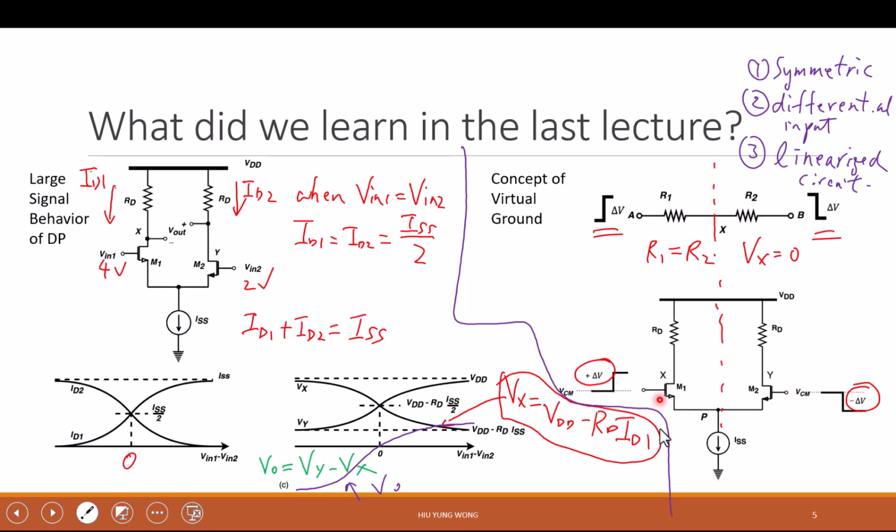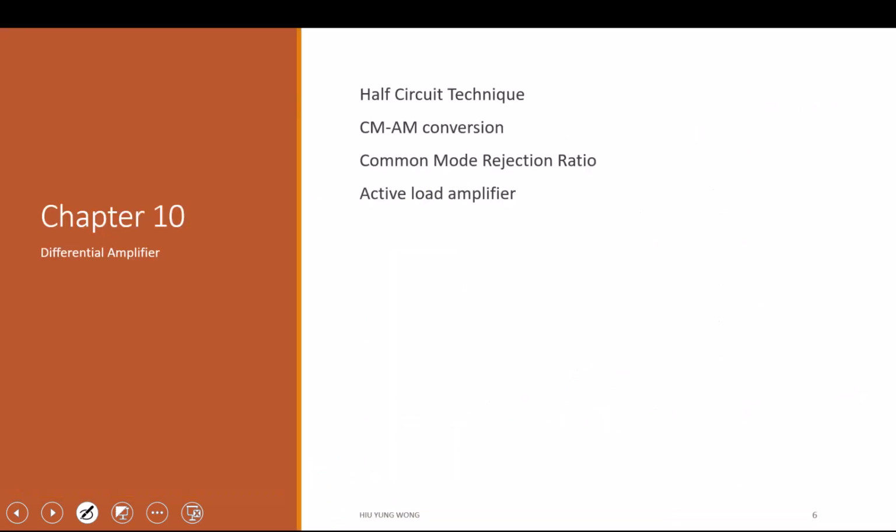If you bias this at 2 and this at 2.1, even if you apply the same differential signal, right, increased by 10 millivolt and decreased by 10 millivolt, it is not absolutely symmetric. Then you cannot use the virtual ground concept. But in this case, I can use it because of what I said. So on this plane, this is grounded, this is also grounded, right? And then the rest is easy. Any questions? Now, if no, then let's go to a new topic.